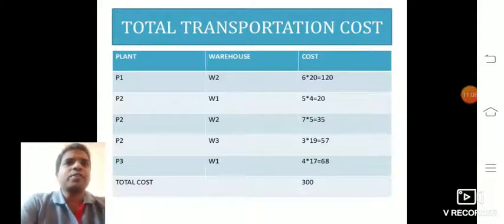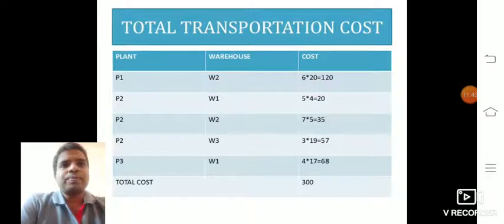Now we need to find out the total transportation cost from the allocated cells. P1 to W2, that is 6 into 20, gives 120. From P2 to W1, 5 into 4, that is 20. P2 to W2, 7 into 5, that is 35. P2 to W3, 3 into 19, that is 57, and P3 to W1, that is 4 into 17, gives us 68. Add all these costs, that will give the total cost is 300.